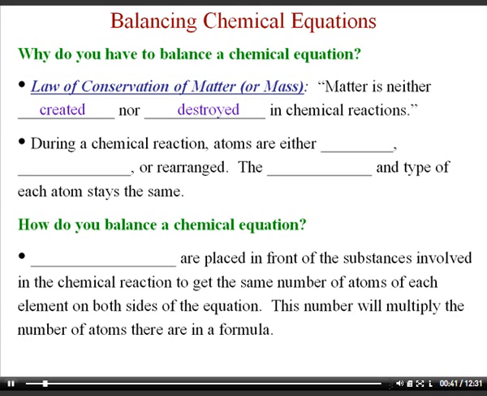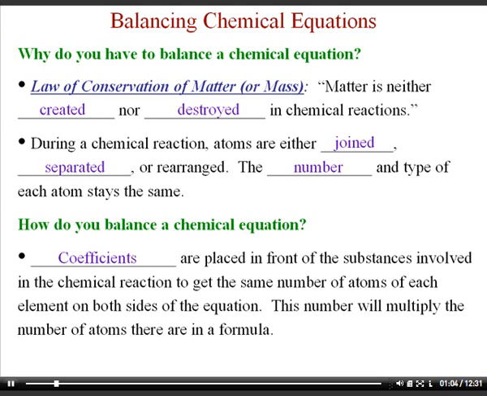So when you run a chemical reaction, the atoms can either join together, or they can separate from each other, or you can rearrange them, but the number and type of each atom has to stay the same on the left side of the yield sign and on the right side. So you can't have a new element showing up, and you can't have atoms disappearing. So you have to keep the same number of atoms of each type on the left and right side of an equation. So how do you balance a chemical equation?